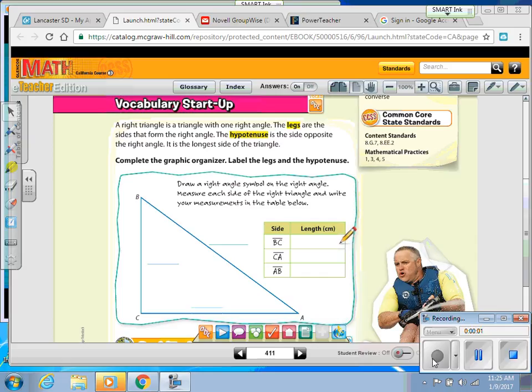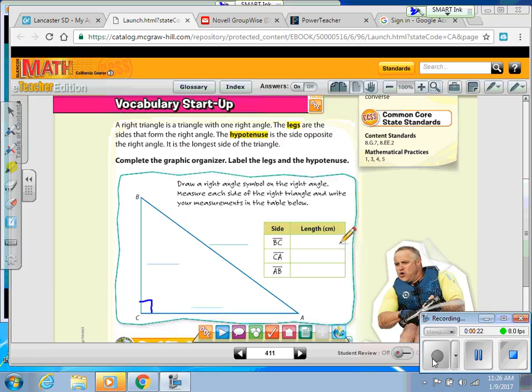Okay, lesson 5 of chapter 5. We're going to be talking about the Pythagorean Theorem. And with the Pythagorean Theorem, you are dealing with right triangles. A right triangle is a triangle that has a 90-degree angle in it, like this.